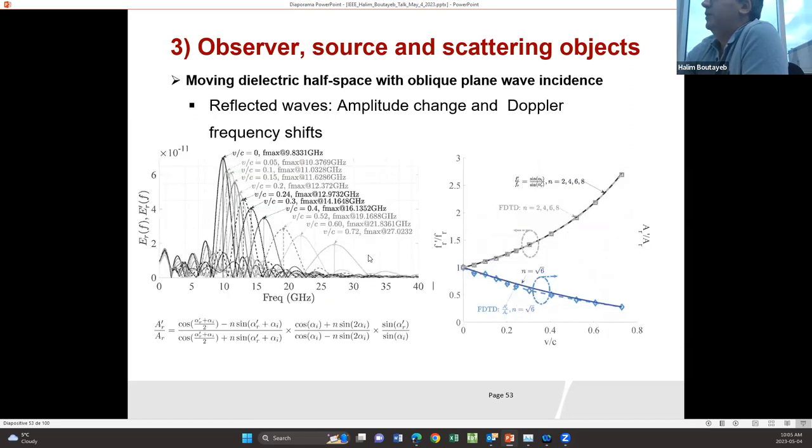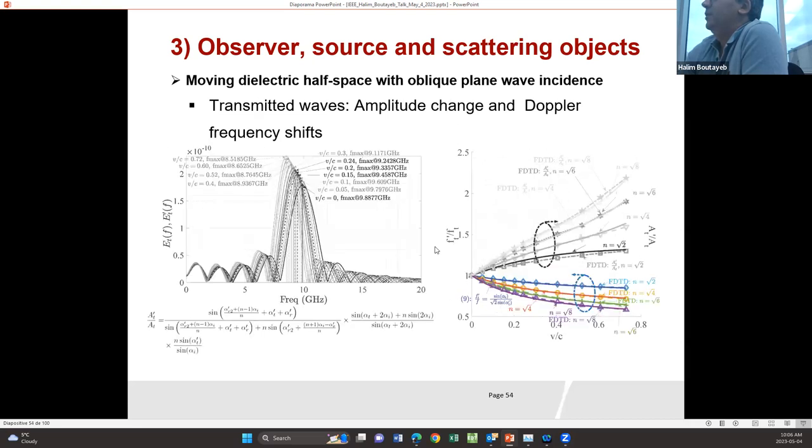This is the Doppler effect, and the amplitude changing as a function of V over C and for different index N. This is for the reflection, so it doesn't change. It will always be the same, independent of the index N. And this is for the transmission. For different index N, we have different Doppler frequency shift and different amplitude. We derive analytical formulas based on this result.